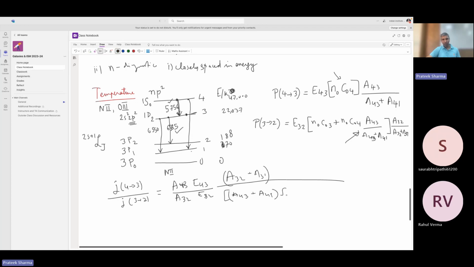Times omega 03. So C03 and C04 can be expressed in terms of omegas. These are the collision strengths, dimensionless values. That's A43 omega 04 times e to the minus E43 by kT, divided by e to the minus E43 by kT.